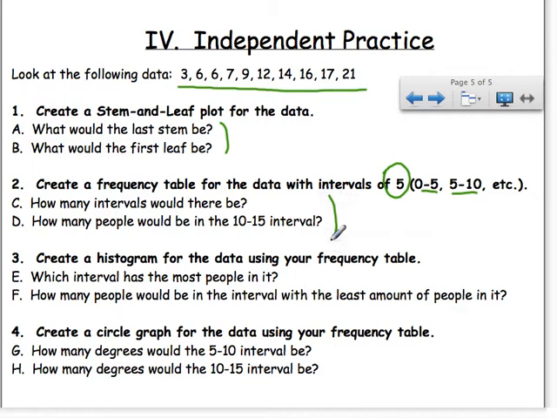Then create a histogram for that data using the frequency table. Then answer those 2 questions about it. And last, create a circle graph for that data. And then answer these 2 questions about it. That's 8 questions in total. If you complete these and do well in them, you should be ready to retake objective assessment 4A.1 through 3. Good luck.